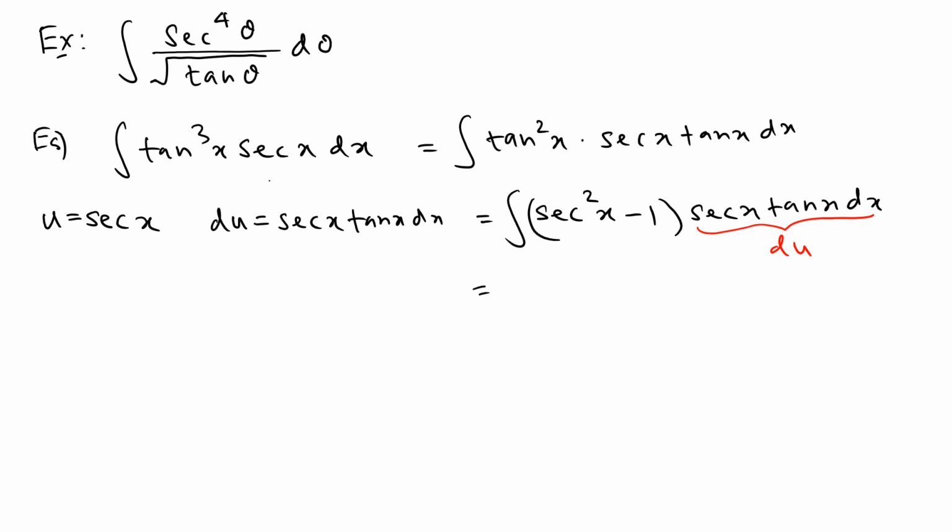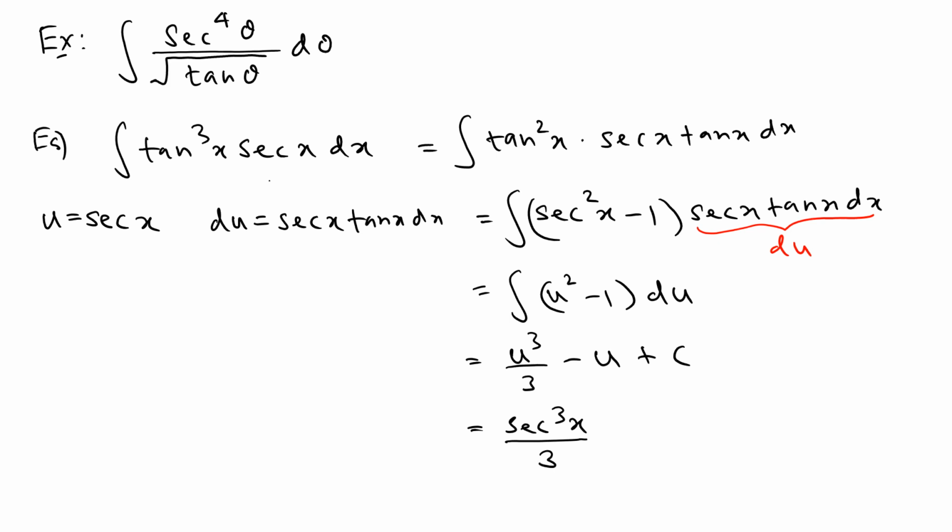Now let's replace everything. Secant squared means u squared, so this is u squared minus 1 du. Now you can integrate term by term: u cubed over 3 minus u plus c. Let's put u back in. U means secant x. So this is secant cubed x over 3 minus secant x plus c. So that's the answer.